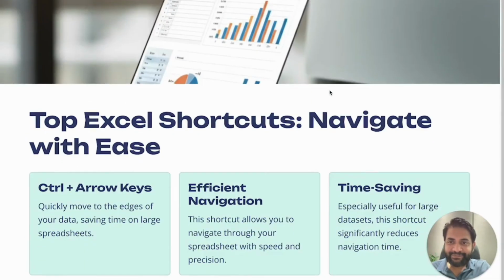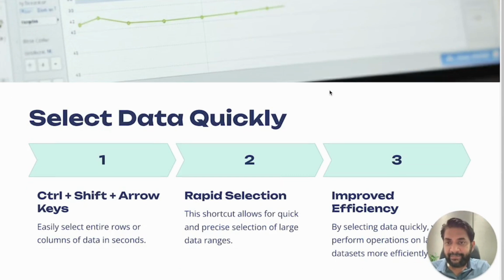That's true. Let's look at a few top Excel shortcuts, and we'll go through each of them in much more detail in the later part of this module. But to summarize, Control plus arrow keys quickly moves to the edges of your data, saving time on large spreadsheets. This shortcut allows you to navigate through your spreadsheets with fast speed and precision, and it's especially useful for large data sets. This shortcut significantly reduces your navigation time.